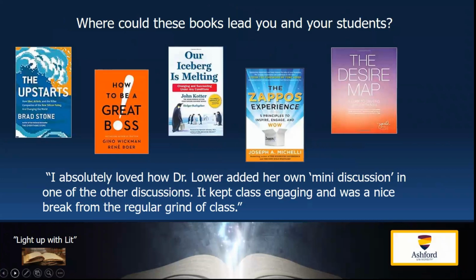How to Be a Great Boss by Gino Wickman and Renee Bohr can speak to entrepreneurs and those on the rise in management in our classes. Our Iceberg is Melting by John Cotter of the Harvard Business School talks about changing and succeeding under any conditions, a story especially relevant to the historical and political world we inhabit. The Zappos Experience by Joseph McKelly has marketing and human resourcing stories which delight and inspire audiences of readers and are particularly relevant to the generations we teach.